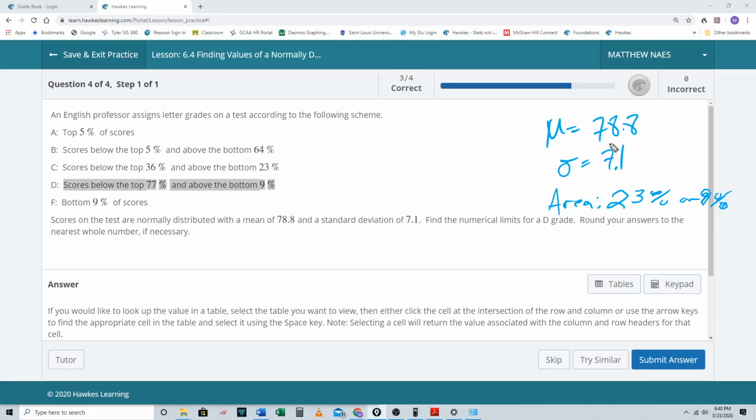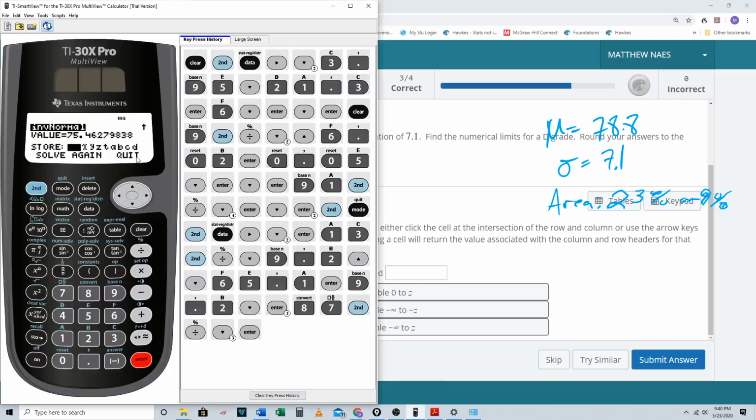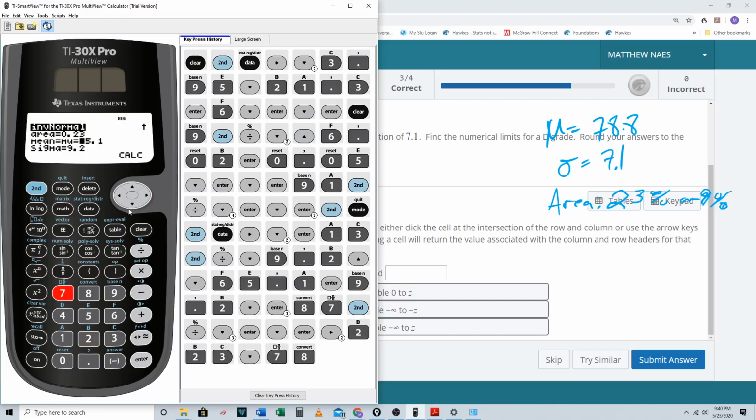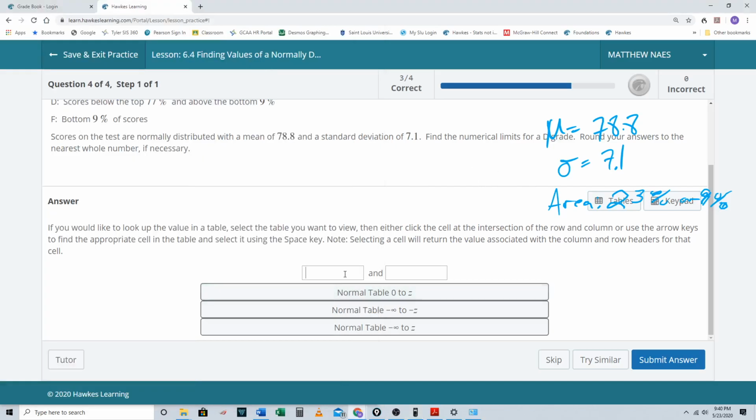Okay. So we have to just do both. And we have two answers. Doesn't matter which order we put them in. So two answers here. We just do them both. All right. So we go back to solve again. We'll do 23, which is 0.23, which had a mean of 78.8 and a sigma of 7.1. Calculate, 77.5. I'm guessing it's whole number again. So 74.